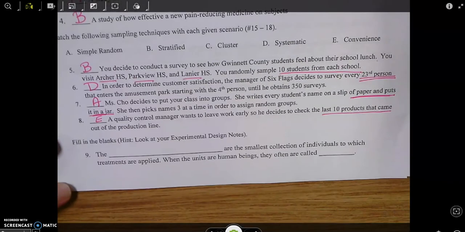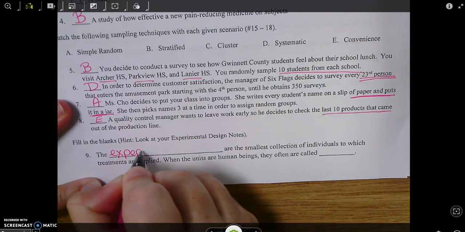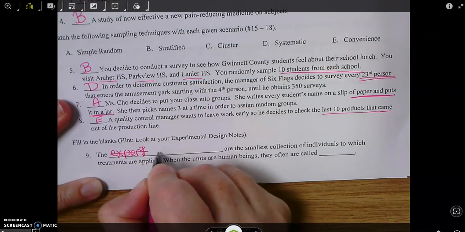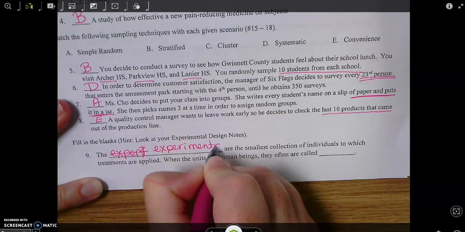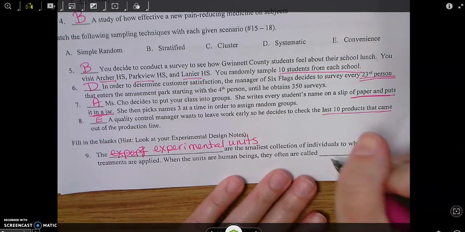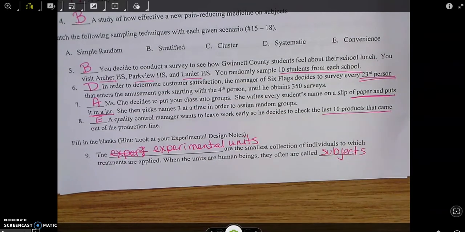Okay, here it is, the experimental. Whoops, I really cannot spell. Let's try this. Experimental units. And humans are actually called subjects. Okay. I hope this helped.